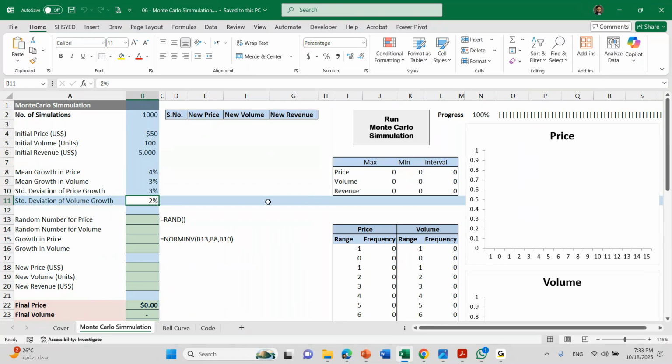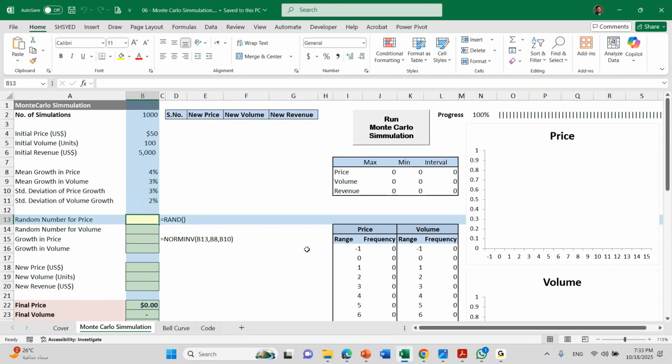Now, the theory of random walk means that price can go in any direction, plus or minus. Volume can go plus and minus. And to make the things purely random, there is a function in Excel. That function is the RAND function, and this RAND function clearly is a volatile function. Every time you write this function, it gives you a completely different answer.